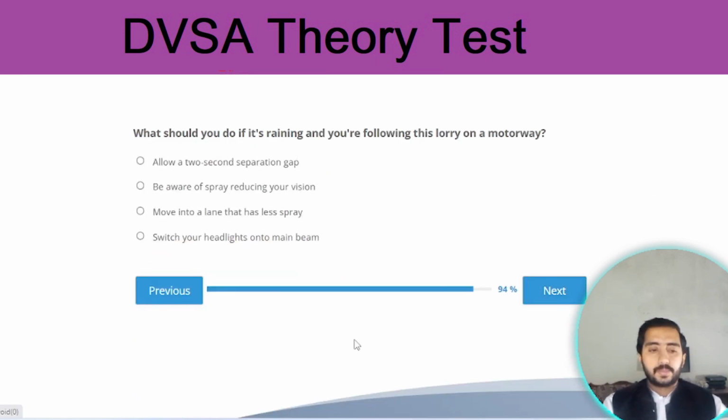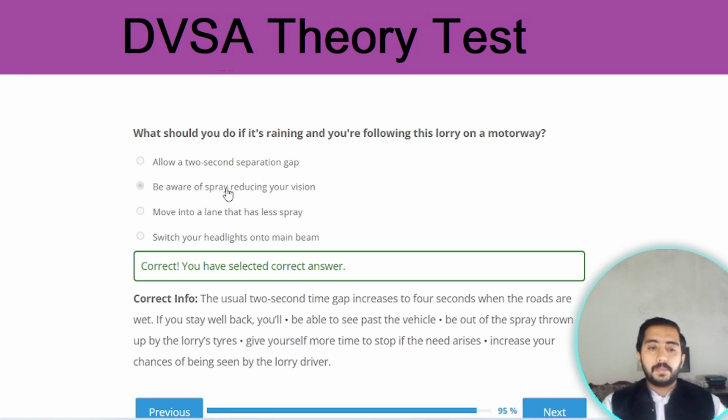Next one. What should you do if it's raining and you are following this lorry on a motorway? In the case of a motorway, you need to be aware of spray reducing your vision. Option B is the correct one.